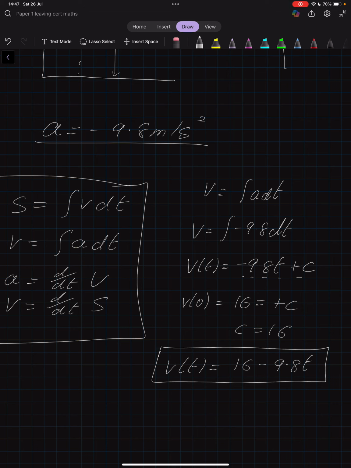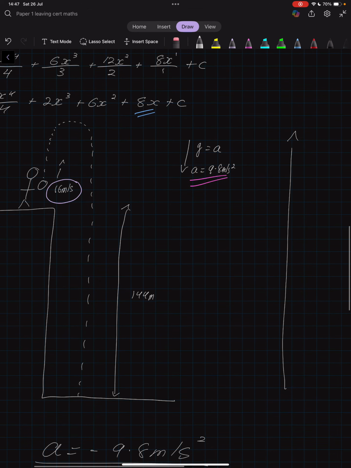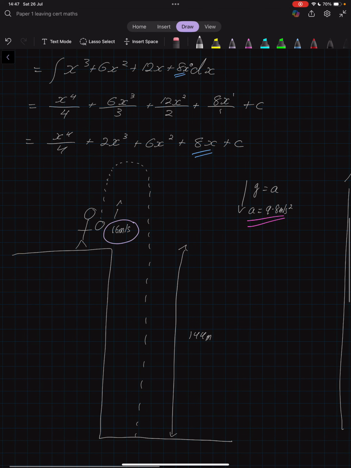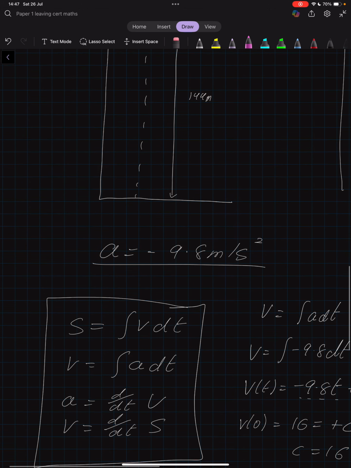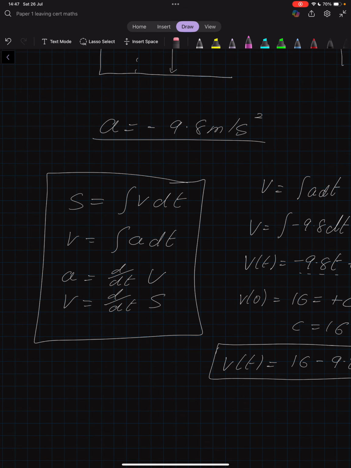And now the next thing that it says, what is the speed of the ball at the instant it reaches its maximum height? So the ball goes up and up and up, and then it reaches its maximum height, and you're asked, what is the speed of the ball? Okay, sorry. I'm very sorry. There's one more thing that I want to say.